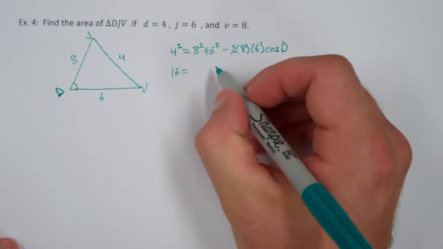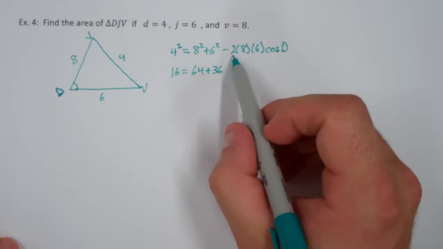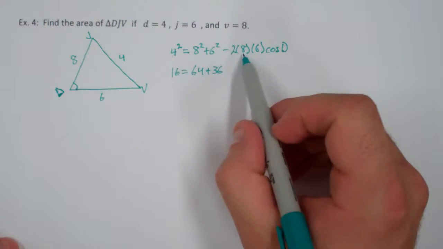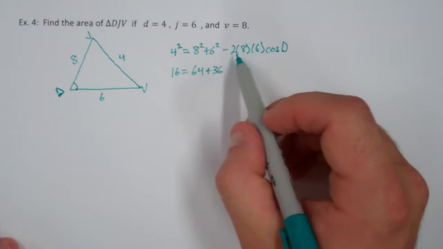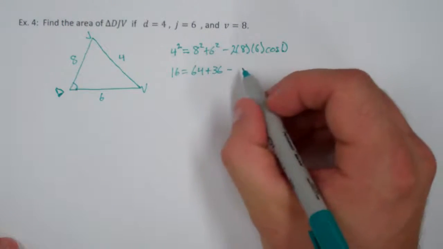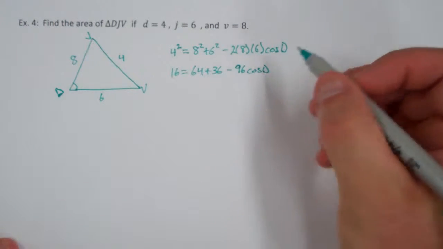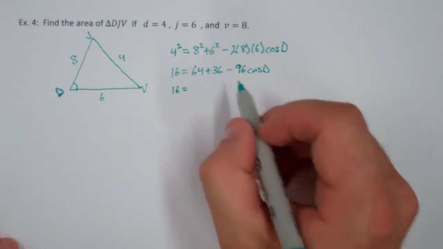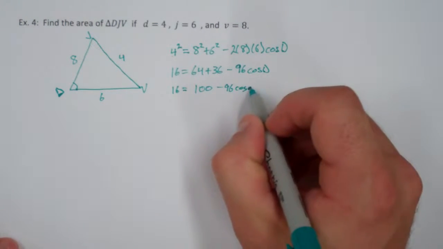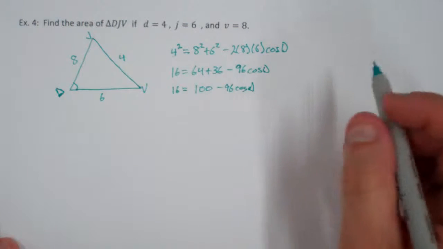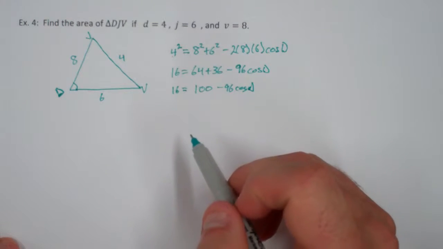If we simplify a little bit, we've got 64 plus 36, and then we've got 8 times 6, which is 48, and then double that. So double 48, I think that's 96. We can combine like terms here, so this will be 100. We definitely don't want to combine these two terms. They're not like terms. You couldn't do 100 minus 96. There's a cosine D hanging out here and there's not one here.